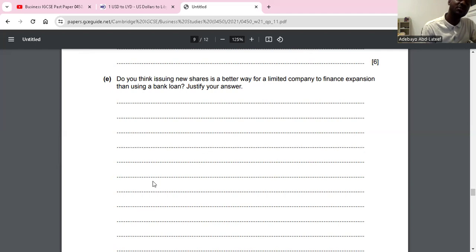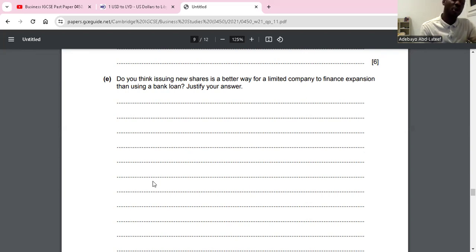Two, no interest is paid, which means expenses will not increase. As a result, profit might increase. Clear. However, selling shares means loss of control. As a result, decision making may become slow. When you sell shares, you are also going to pay dividends to shareholders, and that reduces your profits.